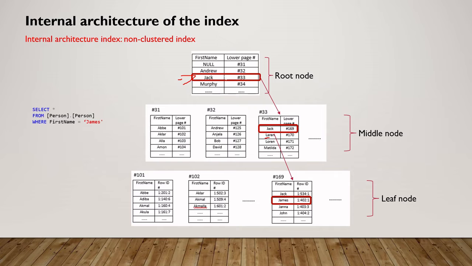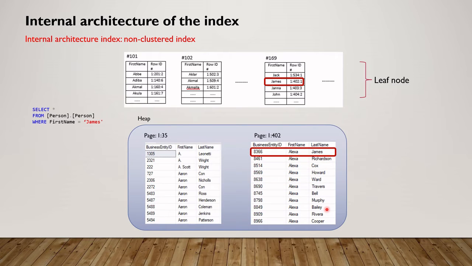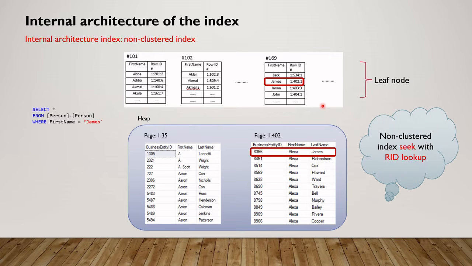Here we find that James is located in file number 1, page number 402, and is the first row of the heap, or heap table, we can say. Then the result is returned. If we have several records of James, we would have many records in the leaf node here. I just want to mention that. Okay, all the operations we just saw are called non-clustered index seek with row ID lookup, RID lookup, in SQL Server. Please do not forget this. Let's see this process in SSMS.